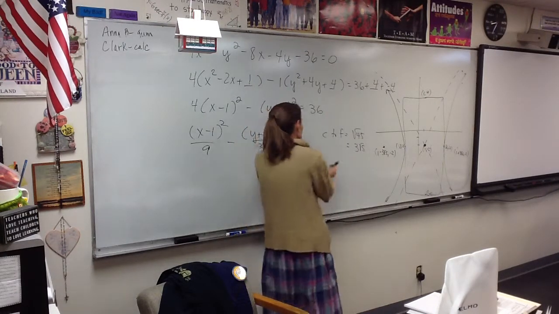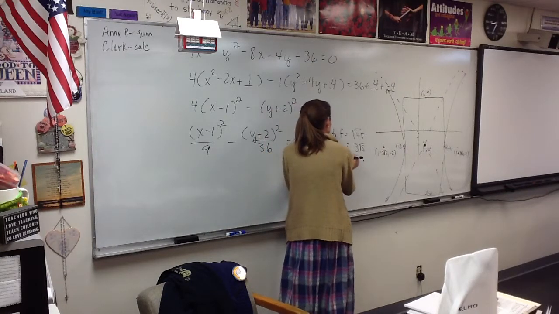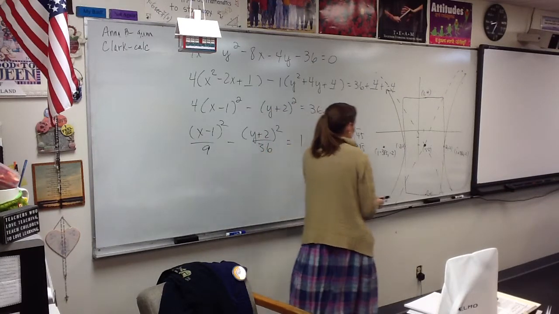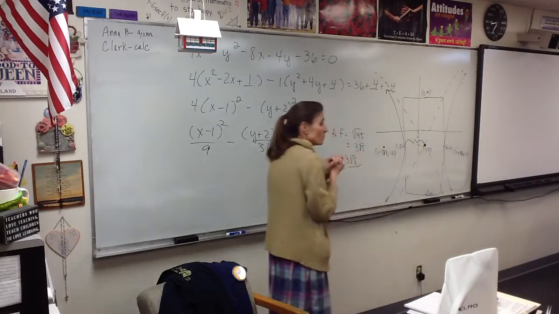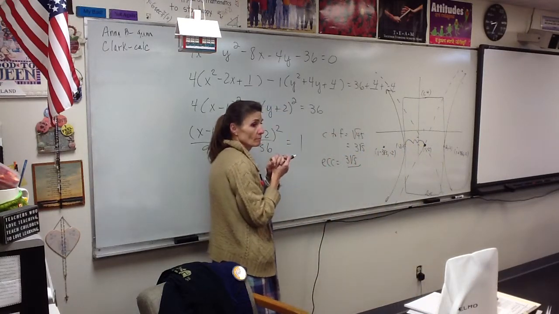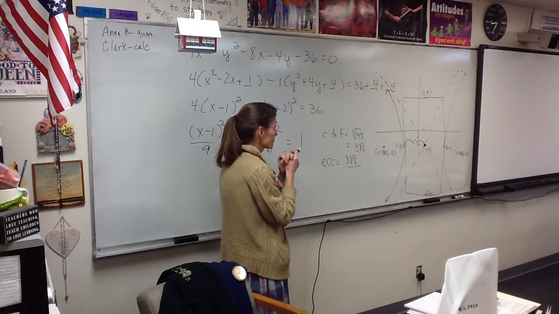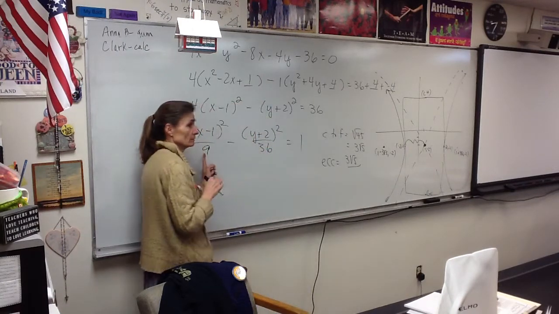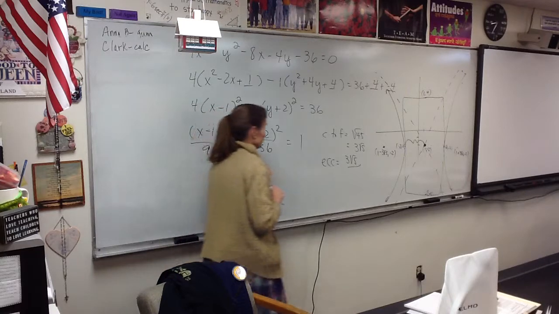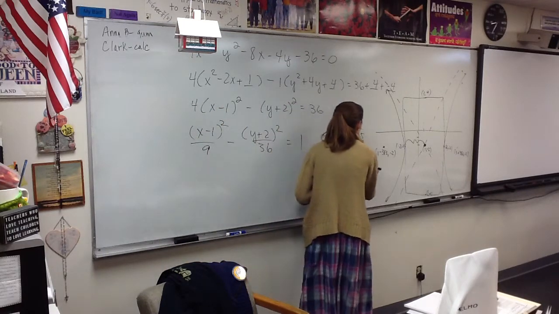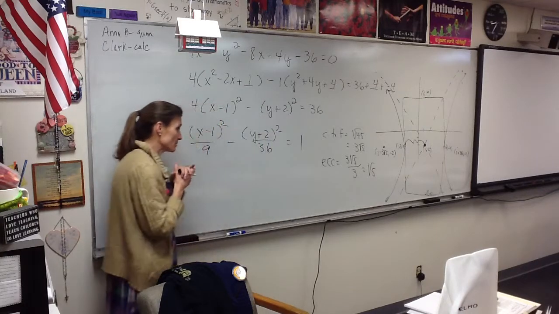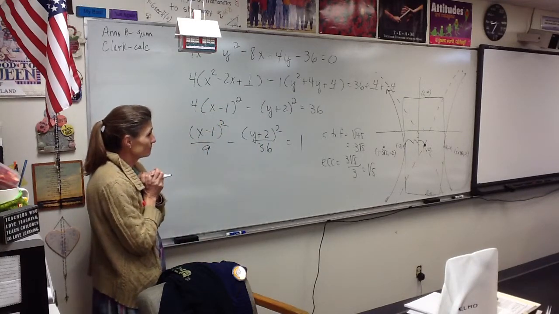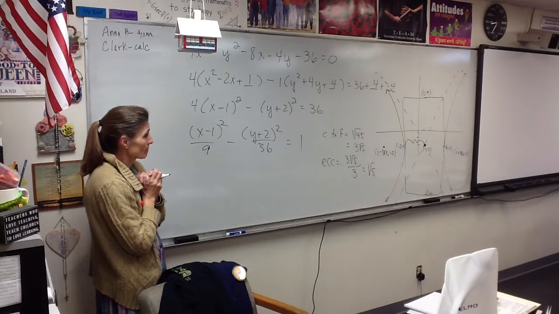What's your eccentricity? 3√5 over this distance, which is what? How far is it from the center to the vertex? 3. So that one reduces. Sometimes your eccentricity reduces.